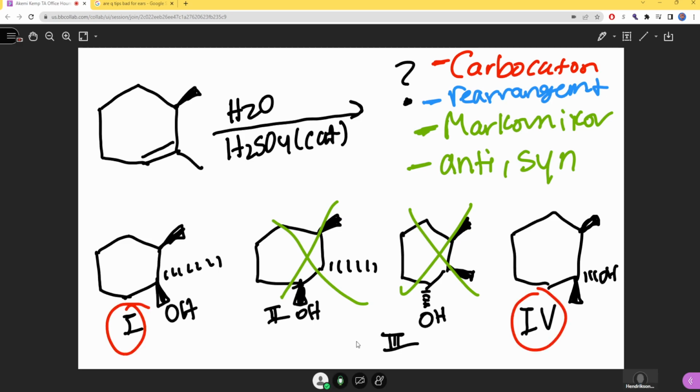We said that this stereochemistry was anti and syn. Both 1 and 4 show that. First OH is on a wedge in one, and OH is on a dash in the next one. And they are Markovnikov because they're on the more substituted carbon. There was a carbocation rearrangement because you see we could break the double bond and it could have been here first. So then we use a hydride shift.